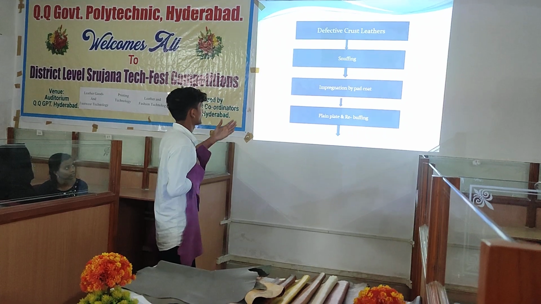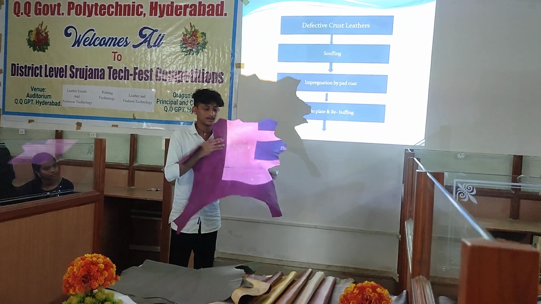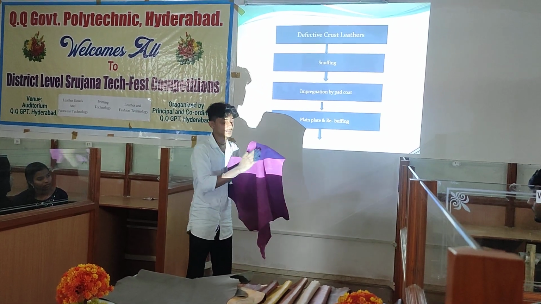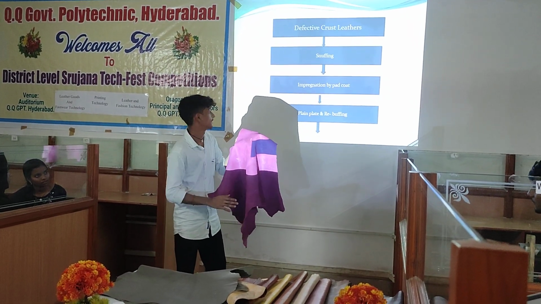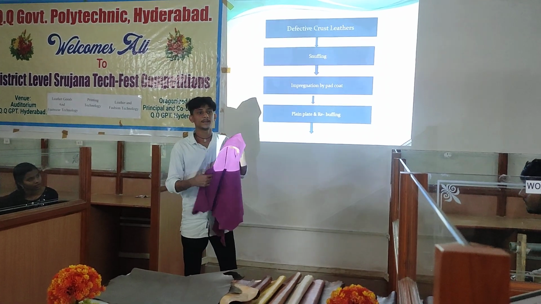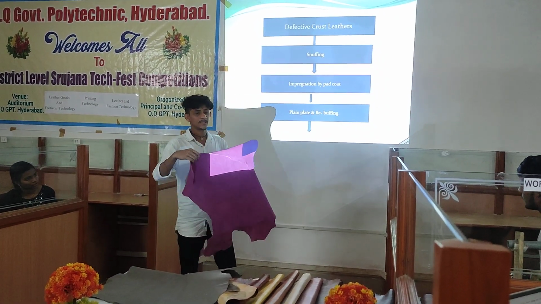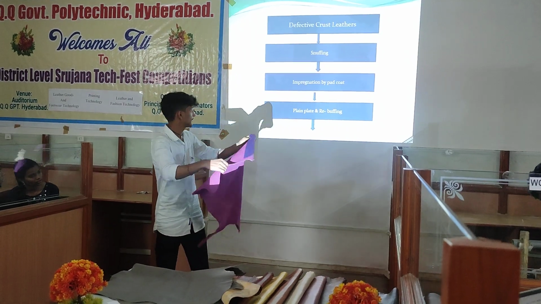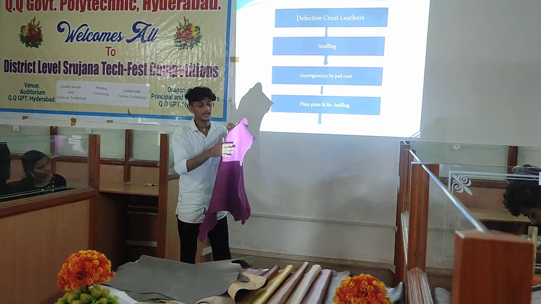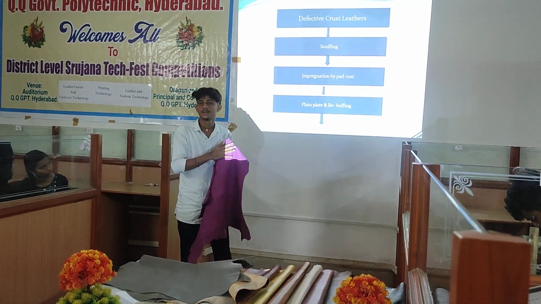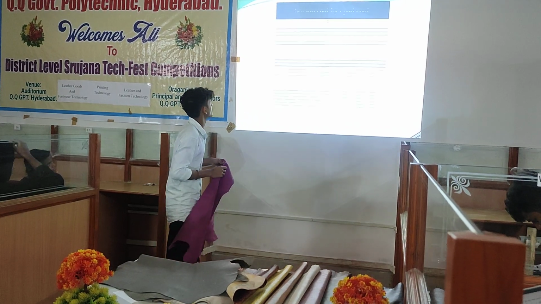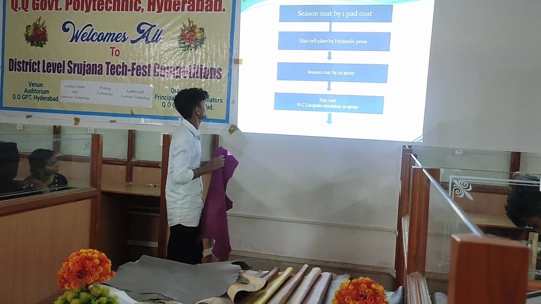Next, impregnation by pad coat. Pad coat is done on the table by rubbing the liquid onto the leathers by the cross method. Next, plane plating. Plane plating is plating done using a hydraulic press. While you keep the leathers on the hydraulic press, they are plated. By plane plating, the leathers come out very flat and smooth. Then rip off. Next one, season coat by one pad coat.